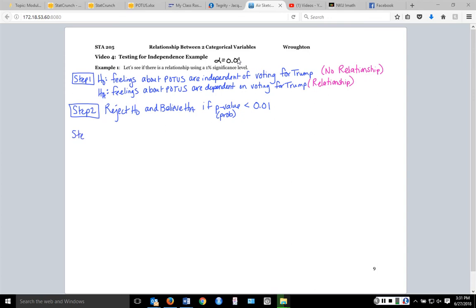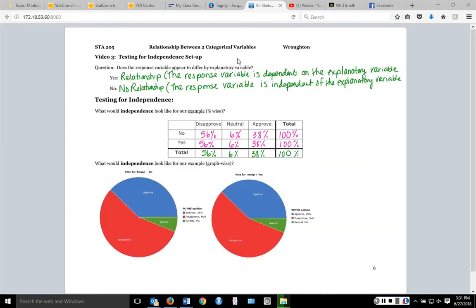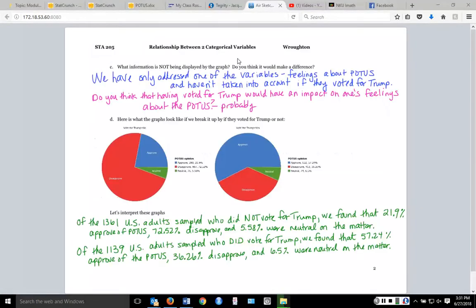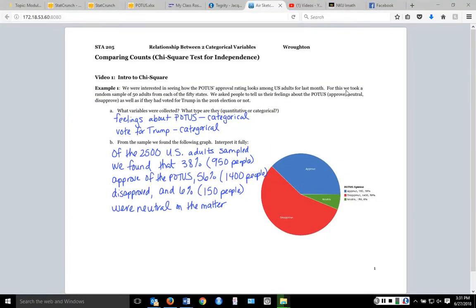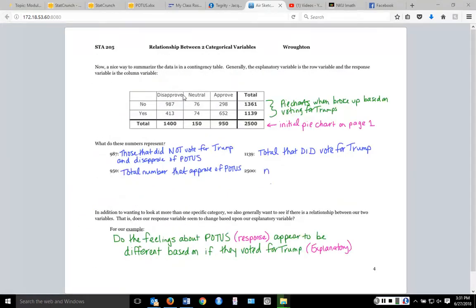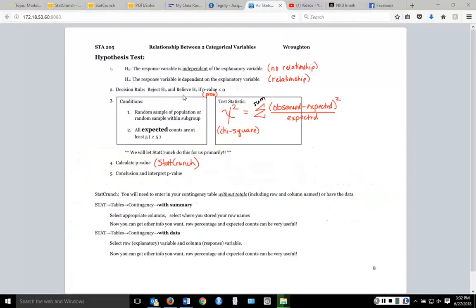For step 3, we will go ahead and do the conditions here. So we still need the idea of a relatively random and unbiased sample. So we're going to go way, way back to the very beginning where we talked about this example. All right, so we took a random sample of 50 adults from each of the 50 states. That seemed to be unbiased. We're making sure we get some people from each state. We're not only sampling Republicans in each state. Technically it's a stratified sample here since we're taking a sample from each of the states. There's really not any known bias for what's going on here.